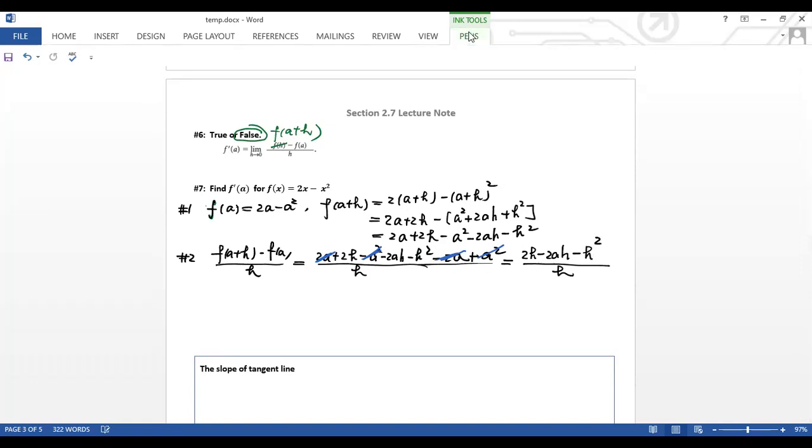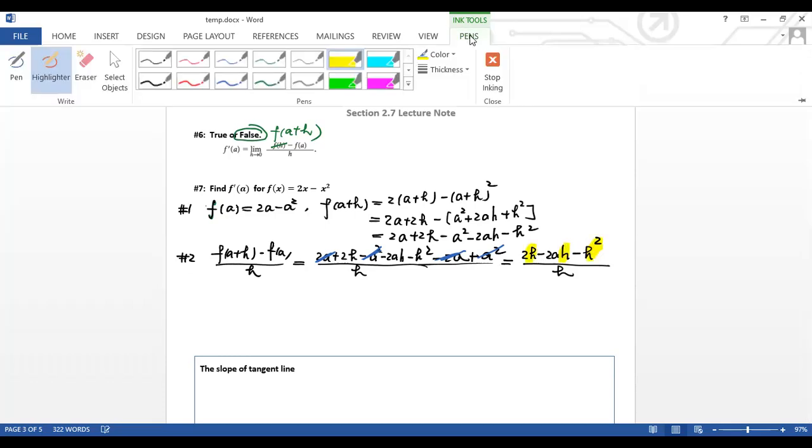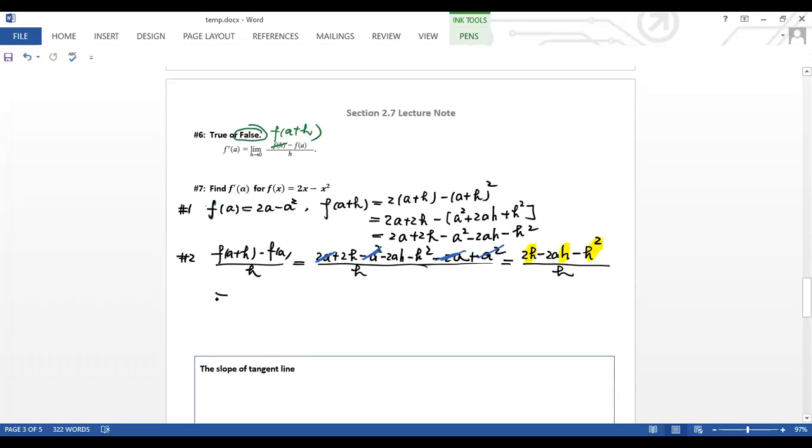Did you see something? Oh, yes. In here, you have an h in every term. So what I can do is factor that out. So this is h times 2 minus 2a minus h, right? Okay, then after I factored out, the h cancels. So what I have here is 2 minus 2a minus h.